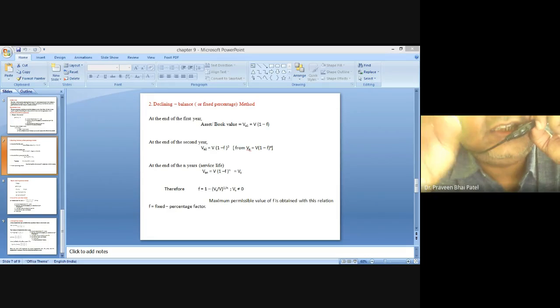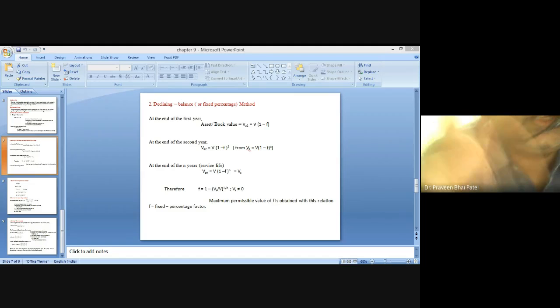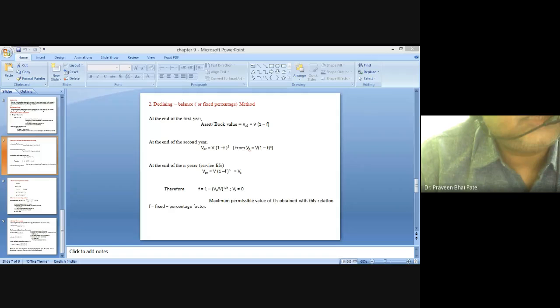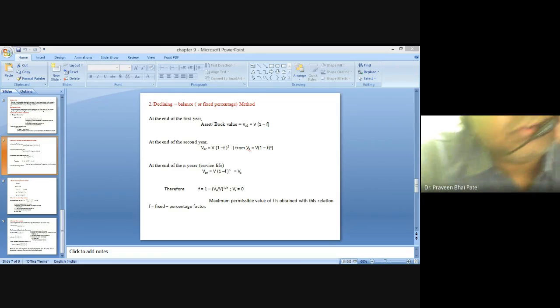What are the drawbacks? The simplicity of this straight line basis is also one of its biggest drawbacks. As I have told you, this simplicity that we are having is one of the major drawbacks.